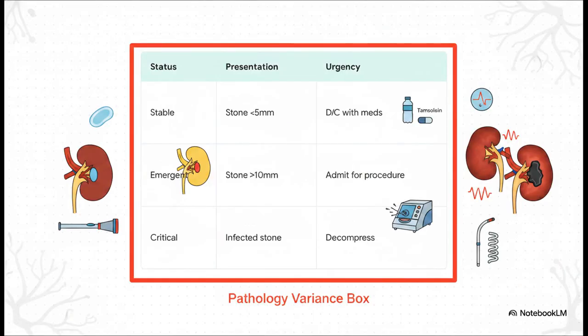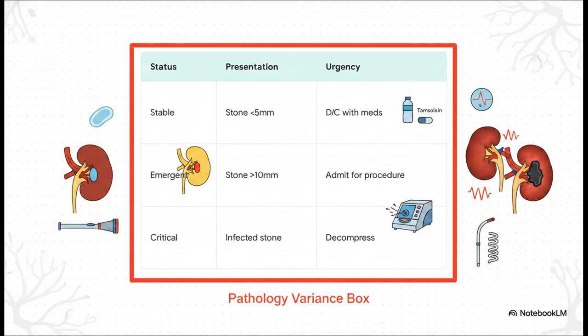Now, let's map that pathology to our severity invasiveness scale. If your patient is stable, meaning they've got normal creatinine and a stone under 5 millimeters, they can likely just pass it spontaneously. Discharge them with oral hydration and an alpha blocker like tamsulosin. If they're emergent, say the stone is over 10 millimeters or they've got bilateral obstruction, admit them for IV fluids and schedule a ureteroscopy or lithotripsy.